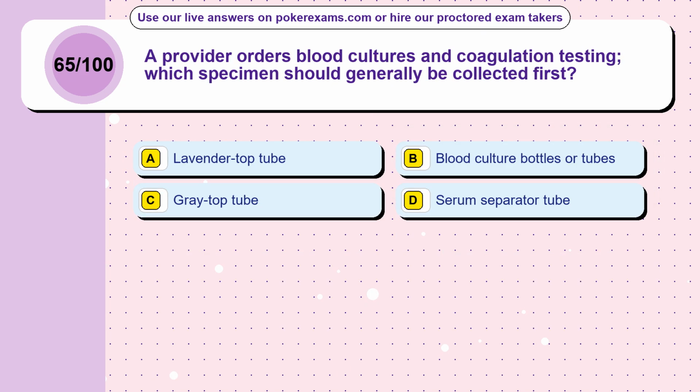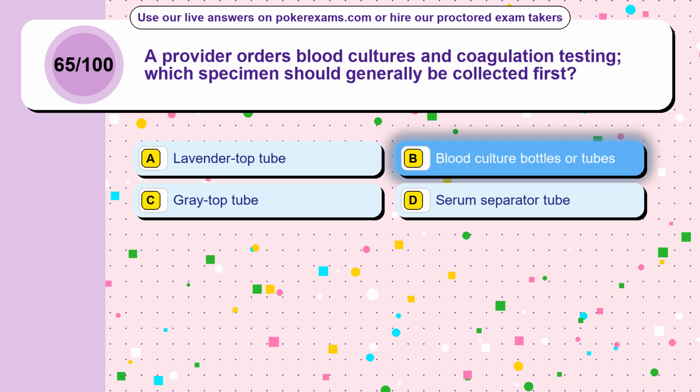Question 65. A provider orders blood cultures and coagulation testing. Which specimen should generally be collected first? Option A, lavender top tube. Option B, blood culture bottles or tubes. Option C, gray top tube. Option D, serum separator tube.